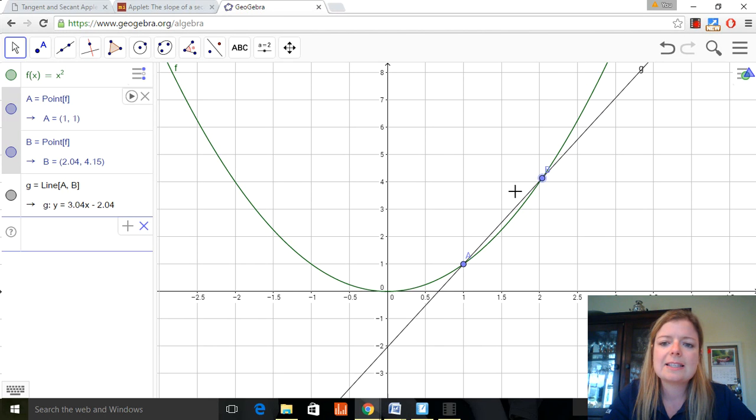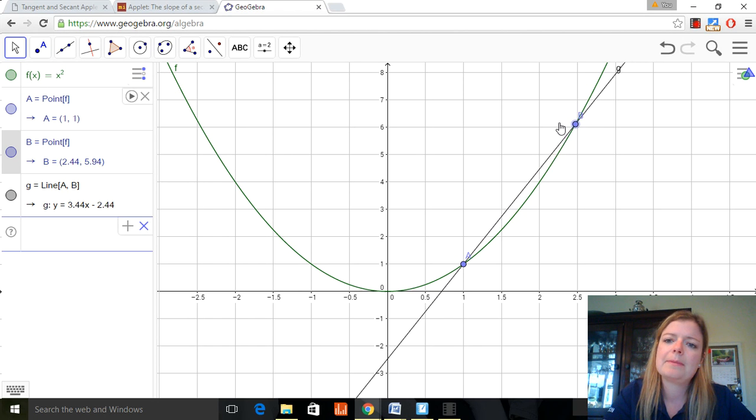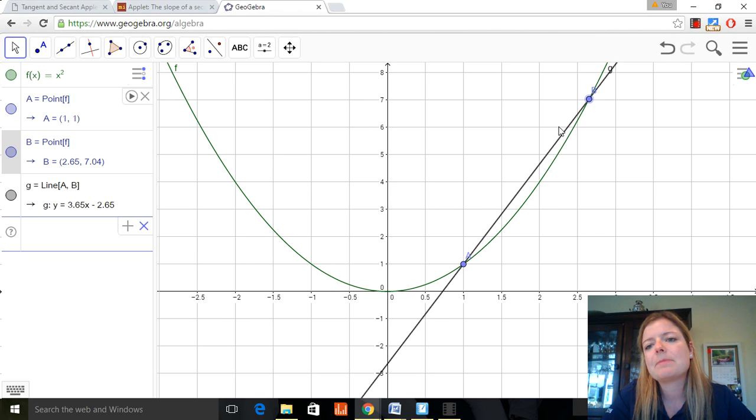So if A stays in the same place, but B goes further up the parabola, you'll notice that the average rate of change is increasing. Okay, and that's because the slope of the secant is getting steeper. So on average, between A and B, for every 1 unit of x that you're going over, you're actually going up further. Okay, because you've gone further up the parabola.